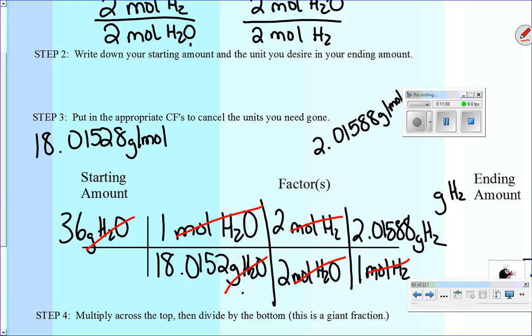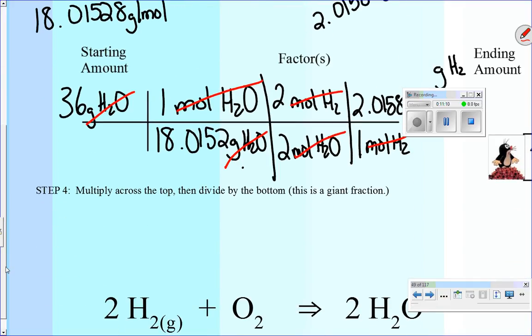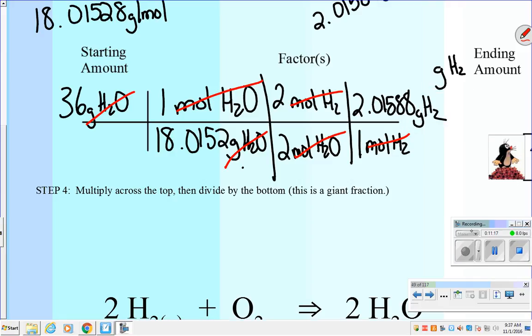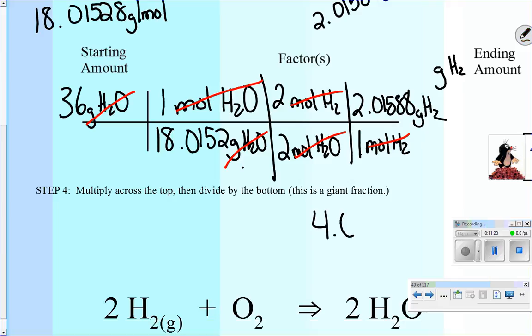Now, mathematically, what you're doing, you've got a lot to punch in. It's going to end up being 36 times 1 times 2 times 2.01588, and you're dividing that by 18 times 2. And what you should ultimately get is 14.0 grams of H2. I'm limited to 2 sig figs because that's what I got going on right here.